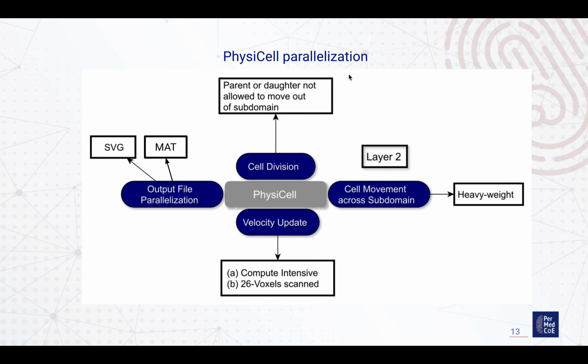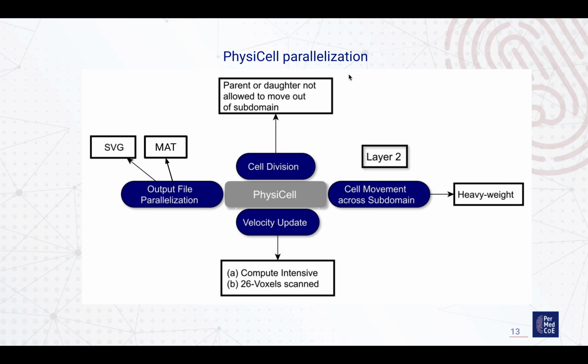Coming to PhysiCell parallelization, there are once again multiple kernels to be parallelized, for example, the cell division. A significant difference in the parallelized version and the serial version is that once cell division takes place, we do not allow the parent or the daughter to move out of the subdomain. The cell movement across subdomains is right now a heavyweight process, and we are packing a lot of information which describes a cell in the other subdomain. Once a cell passes from one subdomain to another, it has to be destroyed in the first subdomain and created in the other subdomain.